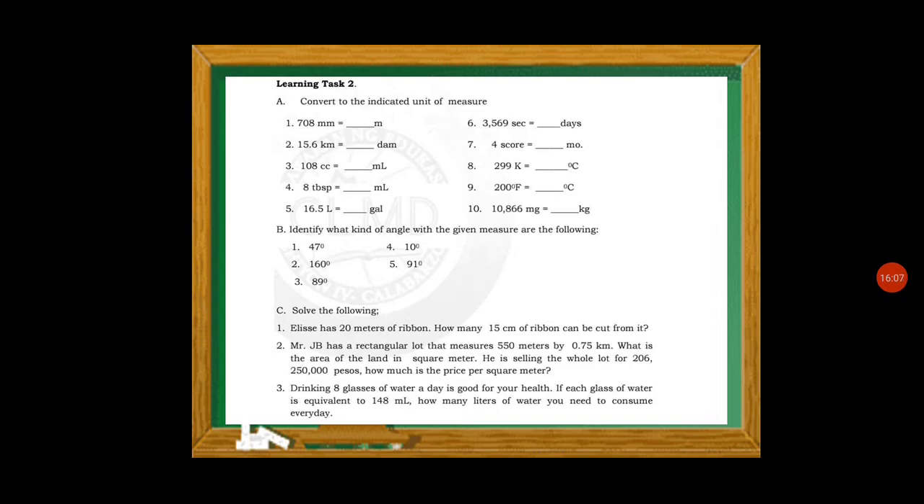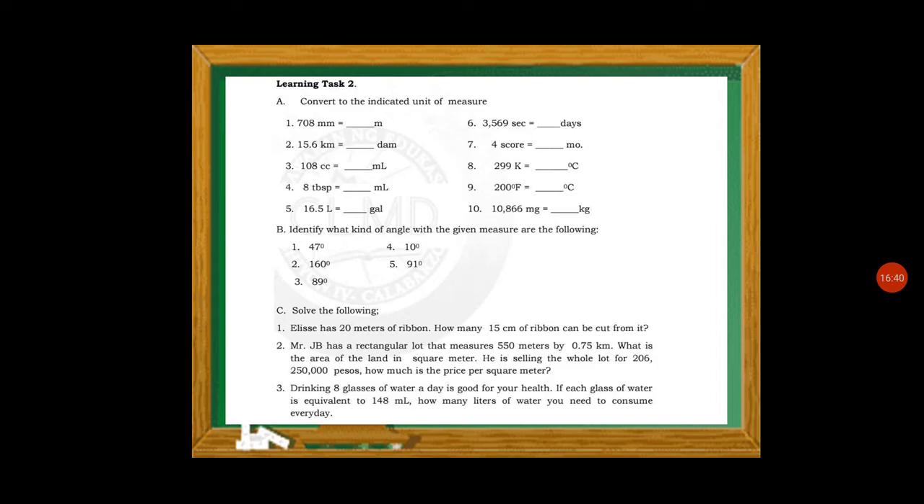For number 7, so 4 score, while 1 score is equal to 20 years, but we are looking for how many months are there in 4 score. It's up to you if you want to convert it first to years. So if 1 score is 20 years, then we have 80 years. And you have to divide 80 by 12 so that you could get how many months are there in 4 scores.